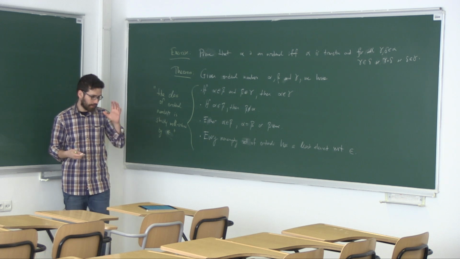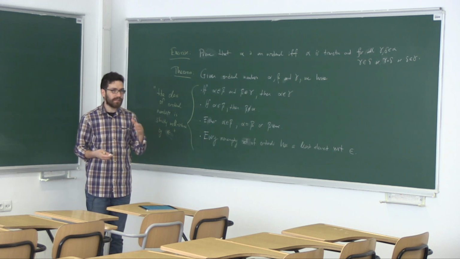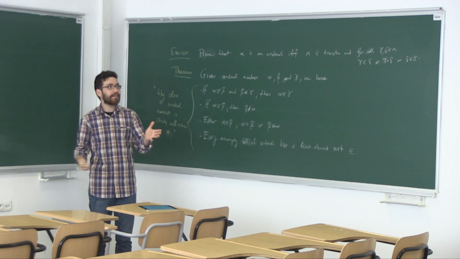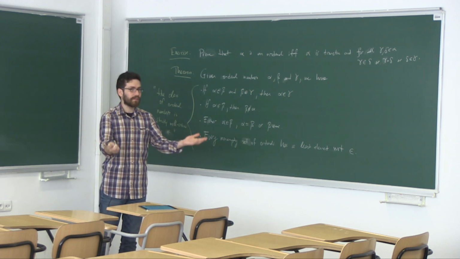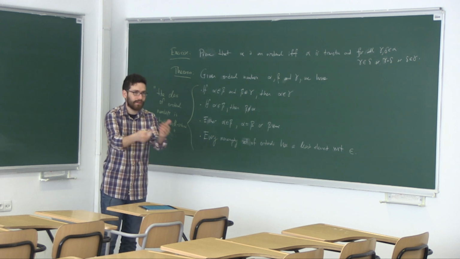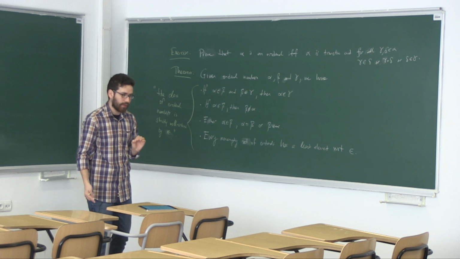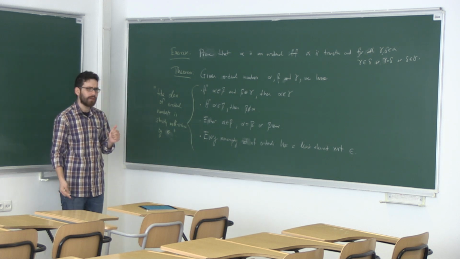Because the class of ordinal numbers is not going to be a set, as we shall see, I can't really say that the class of ordinal numbers is a strictly well-ordered set, because it's not a set at all. However, it behaves exactly like a strictly well-ordered set with the membership relation. What do I mean by that?